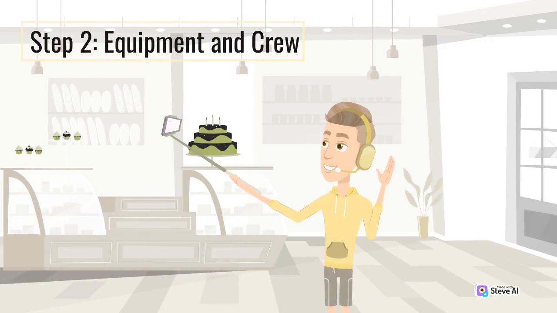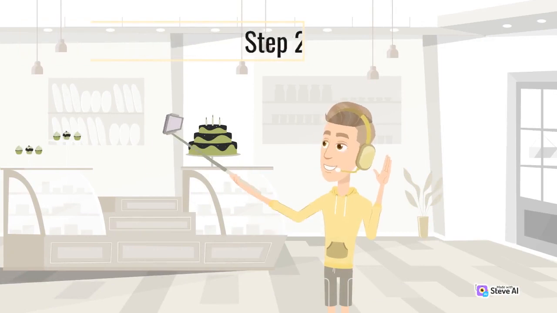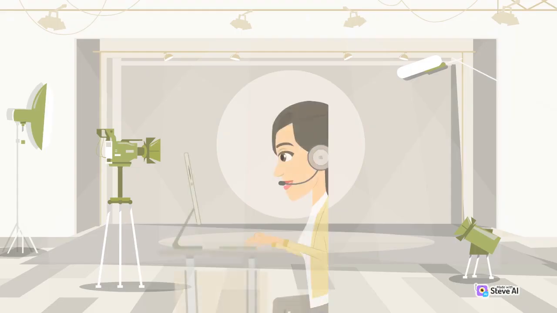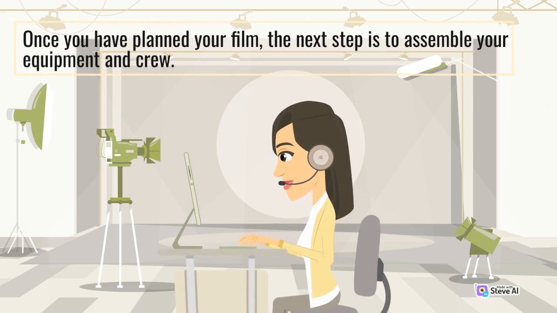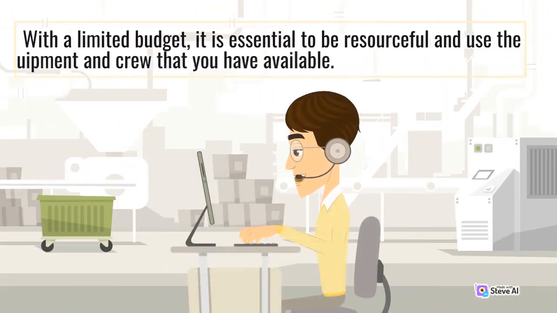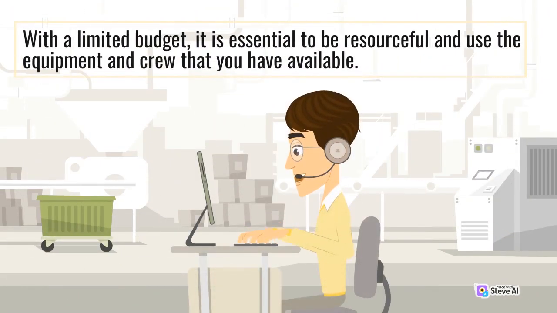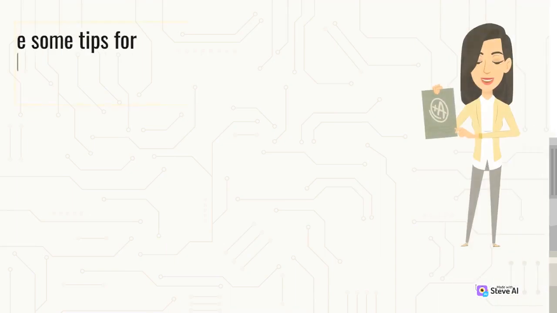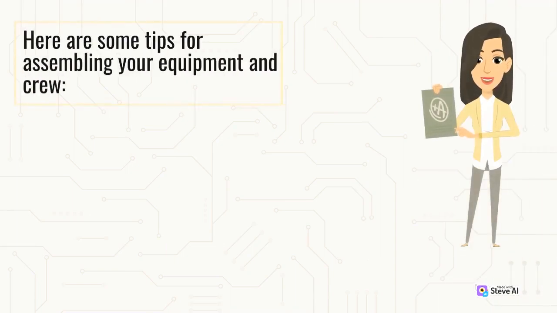Step 2: Equipment and crew. Once you have planned your film, the next step is to assemble your equipment and crew. With a limited budget, it is essential to be resourceful and use the equipment and crew that you have available. Here are some tips for assembling your equipment and crew.